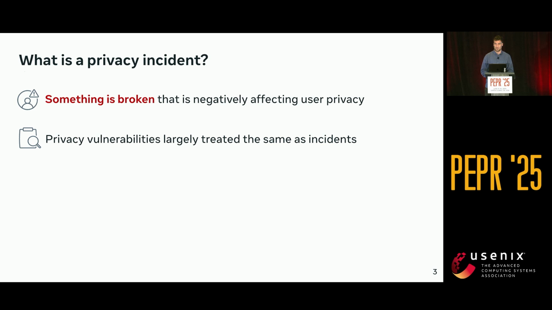To start off, what is a privacy incident? There are formal definitions, but in practice, it means something is broken that is negatively affecting user privacy. One important distinction is that at Meta, we treat privacy vulnerabilities largely the same as incidents with confirmed user impact. This is because once we discover an issue, we want to be proactive and not wait for users to be impacted to start the incident management process.